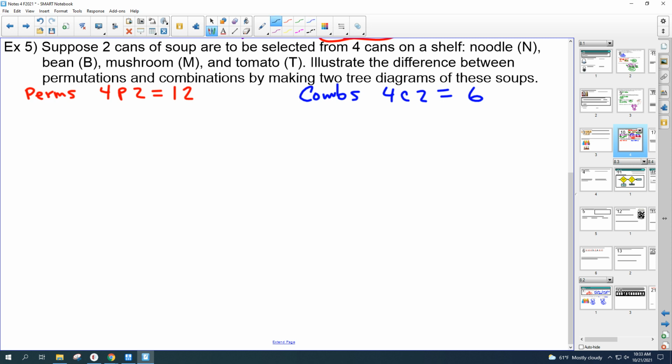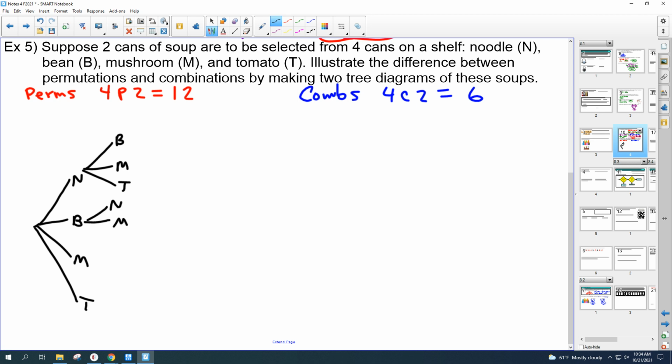So let's look at permutations first. All right, so we have to pick 2 cans of soup. So I'm going to pick the first can of soup, and my choices are noodle, bean, mushroom, tomato. So there's the first level of my tree diagram. And so then, after I pick noodle, let's say my first choice was noodle, then my second can either be bean, mushroom, or tomato, right? Noodle bean, noodle mushroom, noodle tomato. But if my first choice was bean, then my second choice would either be noodle, mushroom, tomato. But if my first choice was mushroom, then second could be bean.